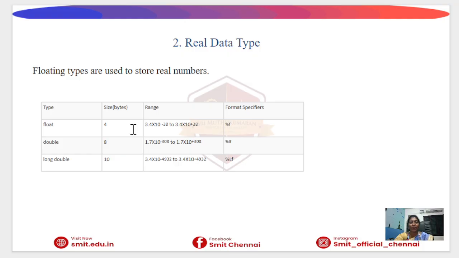Float is used for temperature, voltage, current, and percentage. These are the parameters for which we use float, and it is also very important in embedded systems.